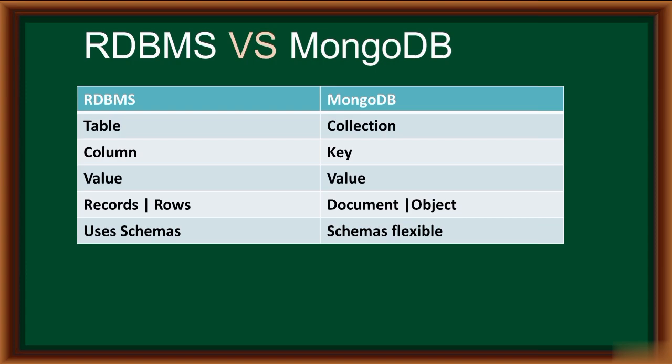In MongoDB, you're going to come across the words collection and document a lot, so you need to know the equivalent in a relational database management system. When you talk about a collection, you're talking about the equivalent of a table. When you talk about rows, you're talking about a document or object. So that's it for this brief lecture on the database concepts between a relational database management system and MongoDB.